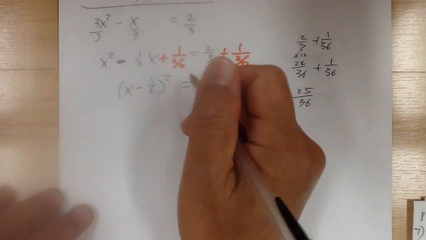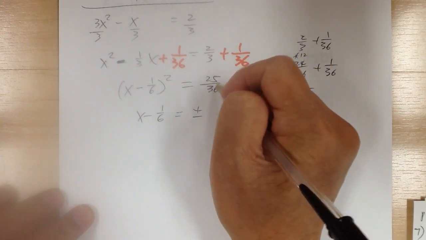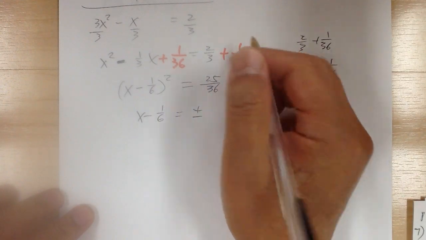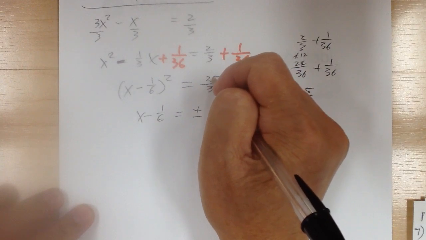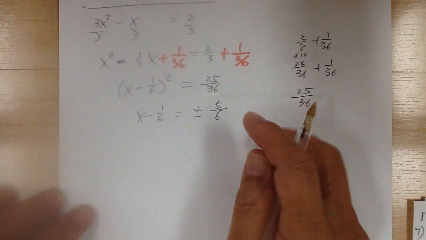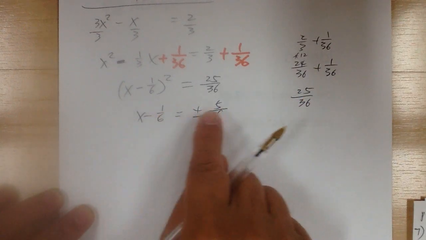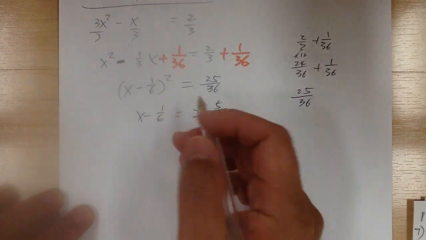Okay, now take the square root on both sides. Now when you take the square root of a fraction, you just do the top and the bottom separately. So the top, square root of 25 is 5. On the bottom, square root of 36 is 6. Now both of these are fractions, so both are the same kind of numbers, so you can simplify. So you need to separate the plus from the minus.